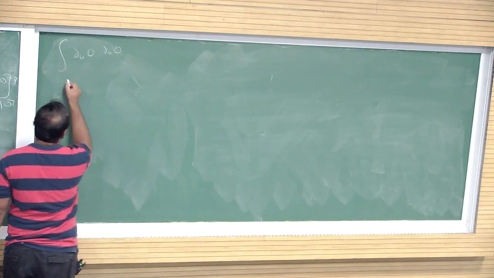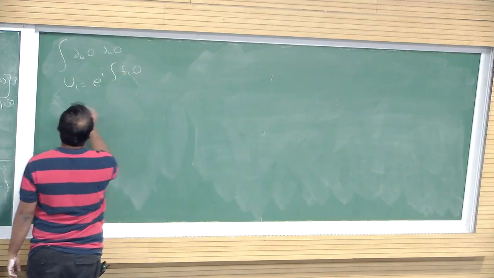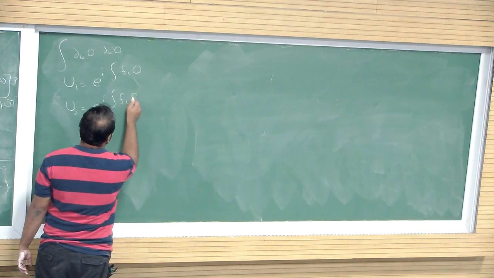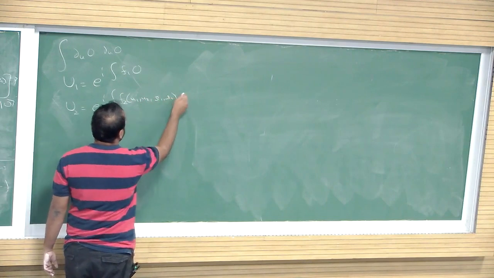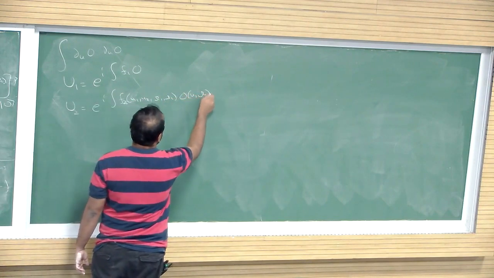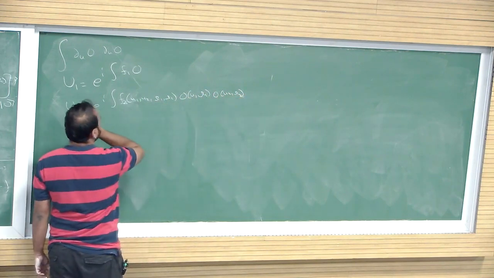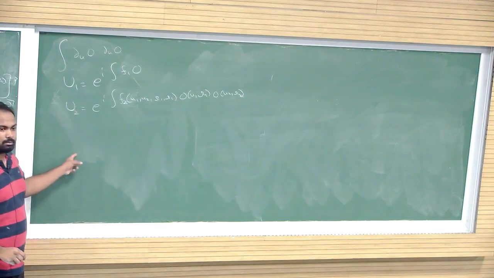So these u1s, for example, would just be e to the power i f1 o, u2 would be e to the power i f1 f2, u1 u2 omega 1 omega 2 times o of u1 omega 1, o of u2 omega 2. Is this okay? And similarly for u3 and so on.